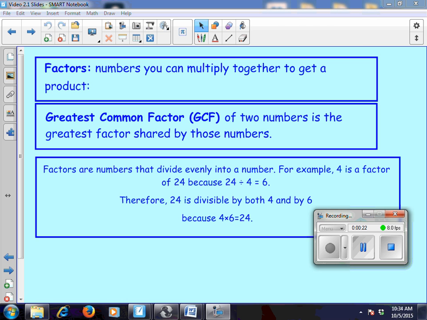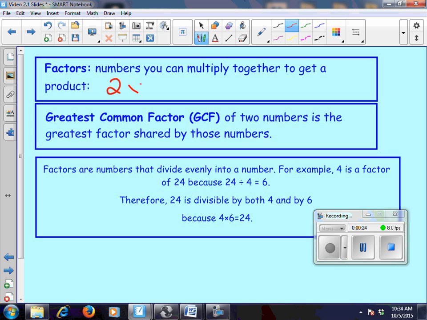So for instance, if I have 2 times 3, that equals 6. I can say that 2 and 3 are factors of 6. Now the greatest common factor of two numbers is the greatest factor shared by those numbers, which we will get to throughout this video.